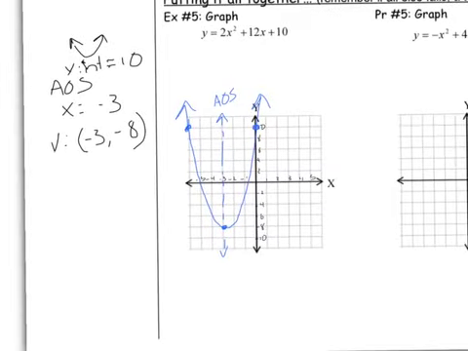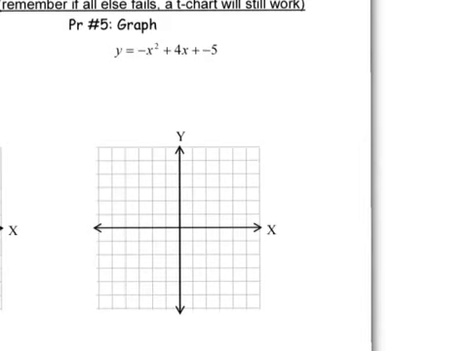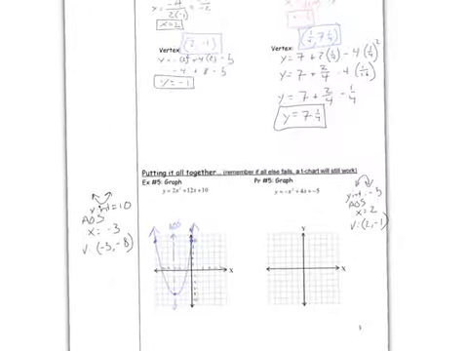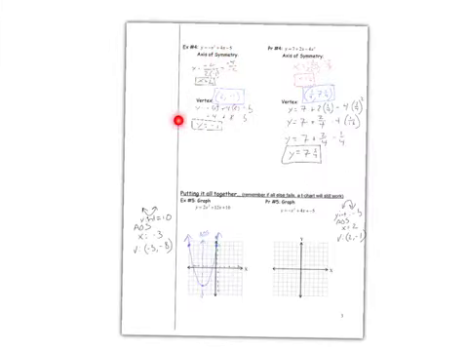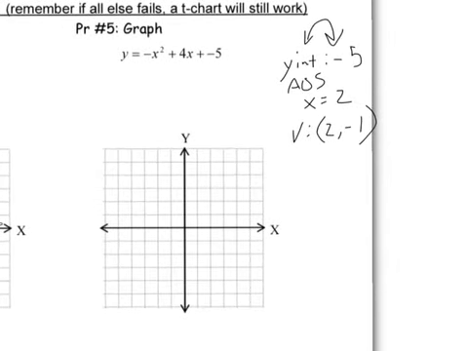I'm going to let you guys try practice number 5 on your own, but I am going to remind you of all the things that we found out about it. We know that it opens down. We know that the y-intercept is negative 5. We know that the axis of symmetry is x equals 2, and we know that the vertex is at 2, negative 1. Okay, if you don't remember, it was this equation up here in the top left corner. So, I want you to go ahead and try and put all that together in a graph. And I'll check back with you in just a second.